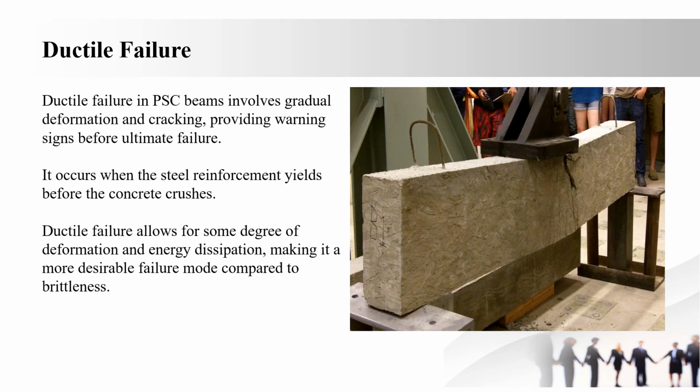The next is ductile failure. Ductile failure in PSC beams involves gradual deformation and cracking, providing warning signs before ultimate failure. It occurs when the steel reinforcement yields before the concrete crushes. Ductile failure allows for some degree of deformation and energy dissipation, making it a more desirable failure mode compared to brittleness.